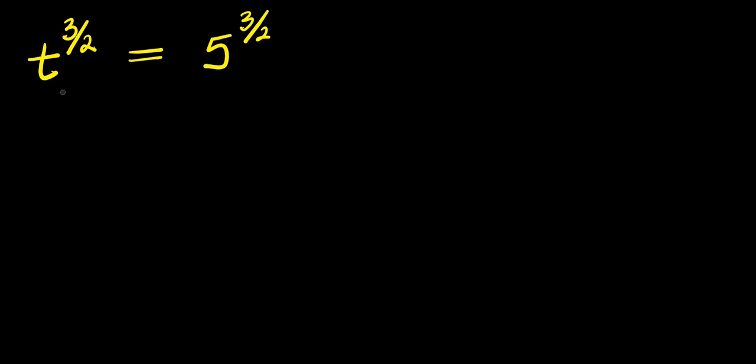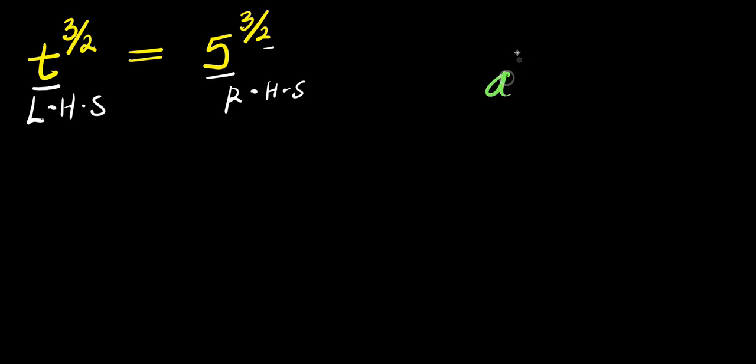Hello, how to solve this: t to the power of 3 over 2 equals 5 to the power of 3 over 2. We are solving for all values of t that will satisfy this equation, meaning the value of t that will make the left-hand side of the equation the same as the right-hand side of this equation. Now, let's start by considering this identity.